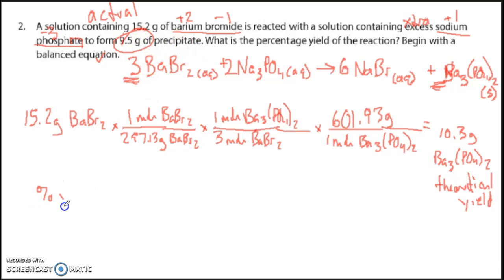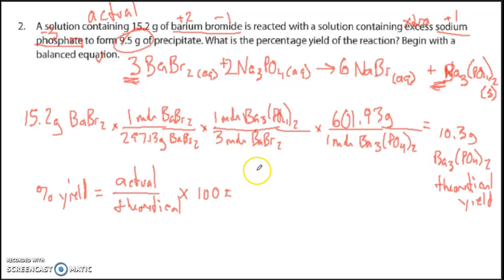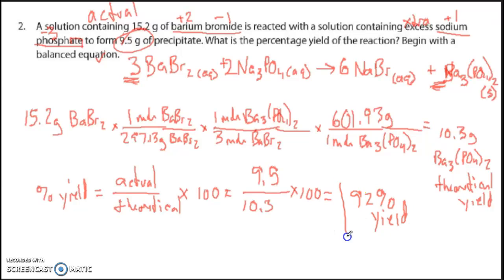So percent yield is simply actual over theoretical, multiply it by 100 to move your decimal. So if we do that, my actual was 9.5. My theoretical is 10.3. Divide those two in my calculator, move my decimal over twice with the 100, and I would have 2 significant figures here because of the 9.5, and that's going to give me 92% yield. Not bad, 92% yield. We'd be rather happy with that.